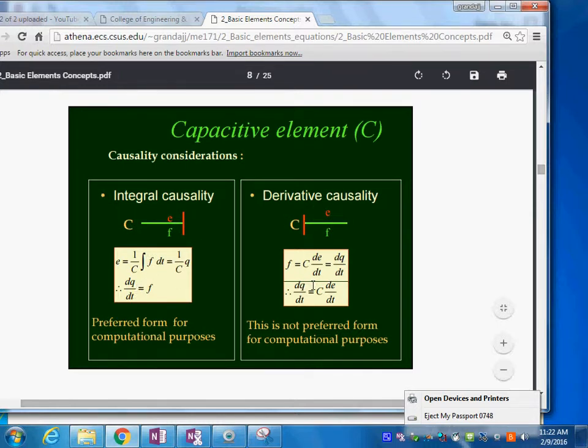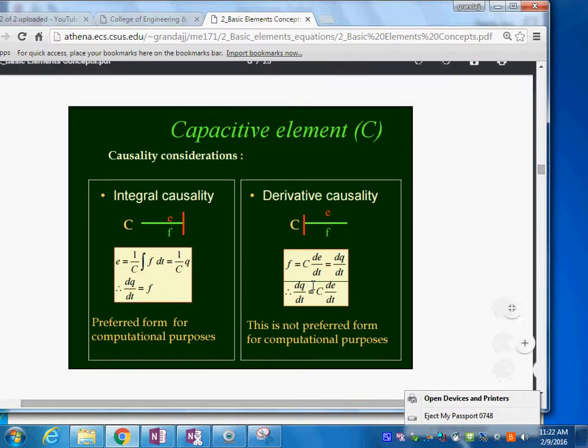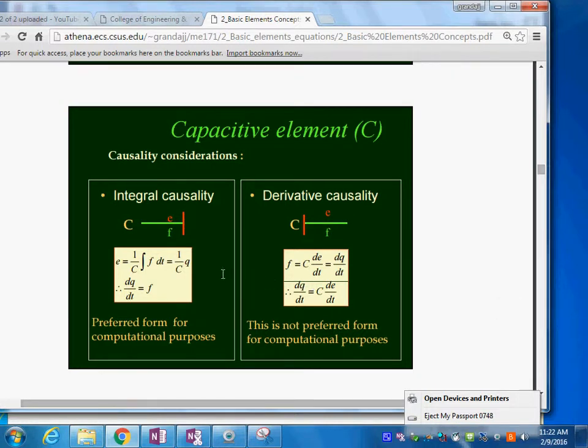The C element can also be represented in block diagram form, because the block diagram form is all just representing the constitutive law, and that's what this does. It's F times 1 over C times 1 over S, and we have E.